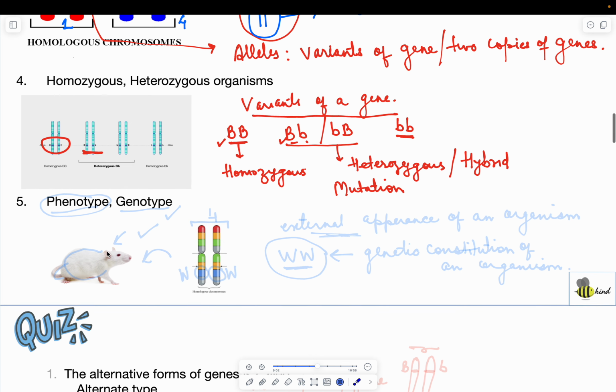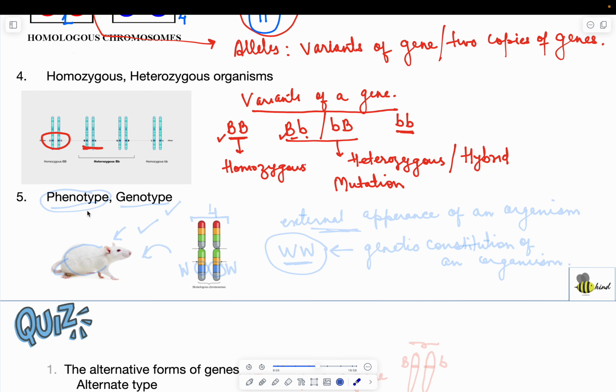So the next thing is phenotype and genotype. Phenotype is the external appearance of an organism, right? Here if you look at the picture, this mouse appears to be white in color. So this is the external appearance. It has a long tail, it has a big sized body, right? So this is the phenotype, appearance.